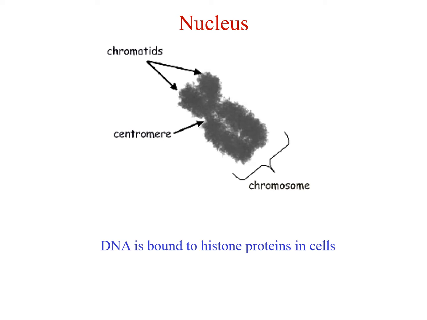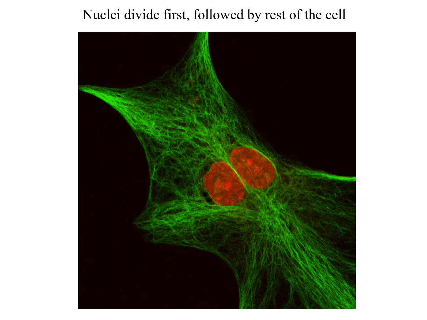So these are the chromatids. This is the centromere, as seen when the chromosome is viewed under the microscope. DNA is bound to histone protein in the cell. And this is the nucleus dividing. You can see the nucleus is divided, followed by the rest of the cell.